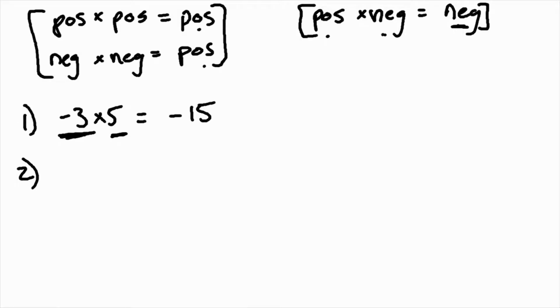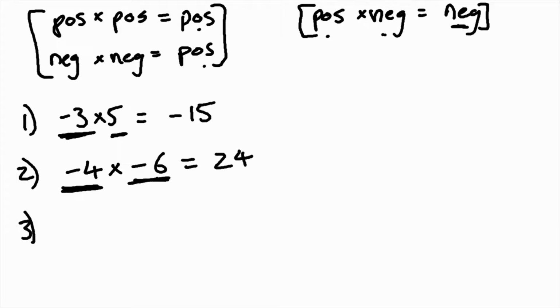Next question. -4 multiplied by -6. These are both negative. They have the same sign, so your answer is going to be positive. I'm not going to write the plus in, but we know it's positive. Now we can move on to 4 multiplied by 6, which is 24.